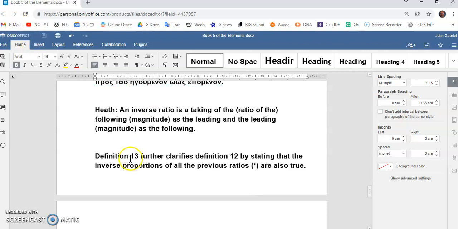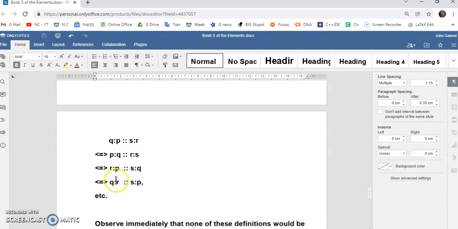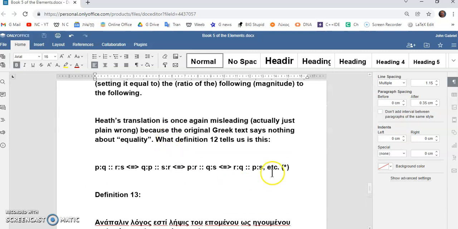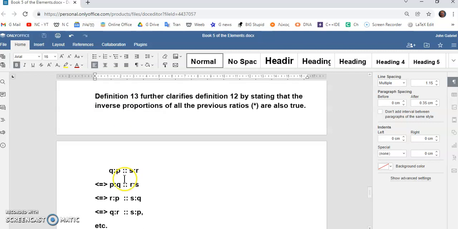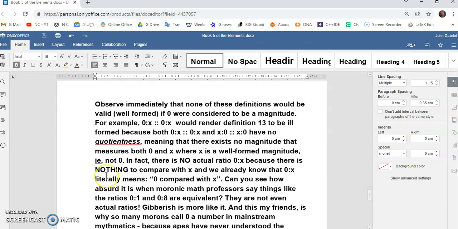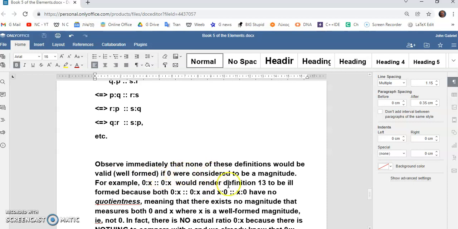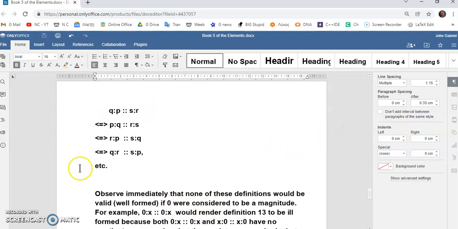So, for example, you can look at these ratios, which are inverses of these ratios, and I'll let you have this text in the detail section of the video. So, observe immediately that none of these definitions would be valid if, for example, 0 were considered to be a magnitude. 0 is not a magnitude. You can't have no magnitude.